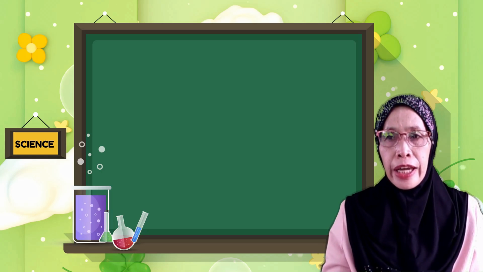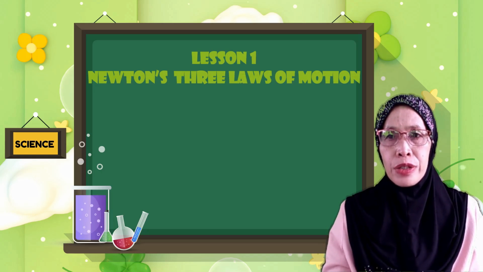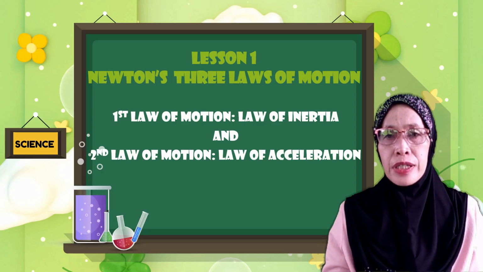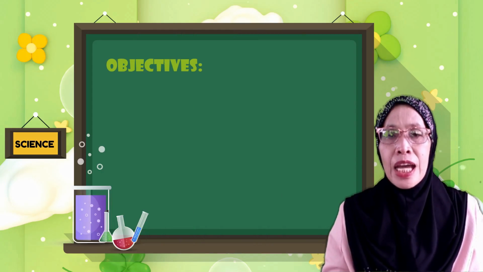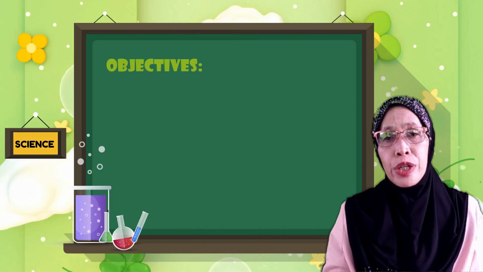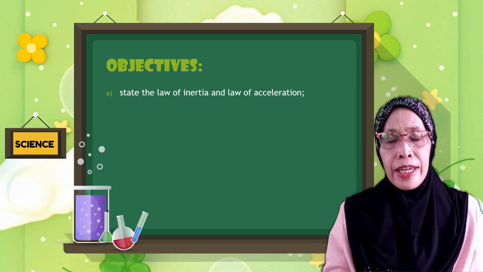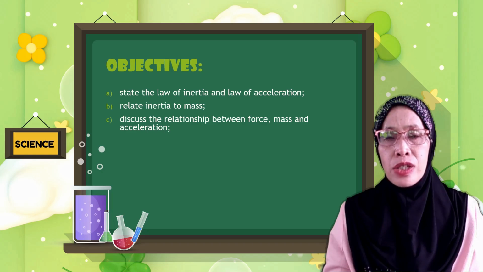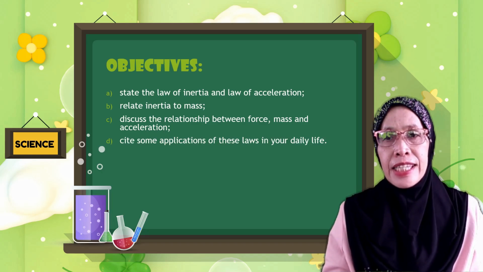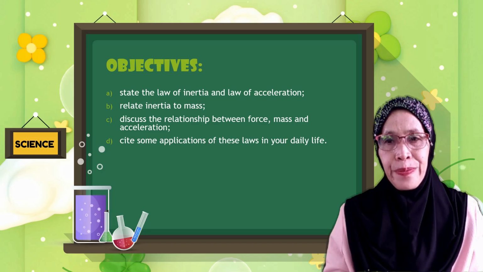Our lesson for today is all about Newton's three laws of motion, particularly the first and the second law of motion. Here are our objectives. At the end of the lesson, you should be able to: A. State the law of inertia and the law of acceleration. B. Relate inertia to mass. C. Discuss the relationships between mass, force, and acceleration. D. Cite some applications of these laws in your daily life.